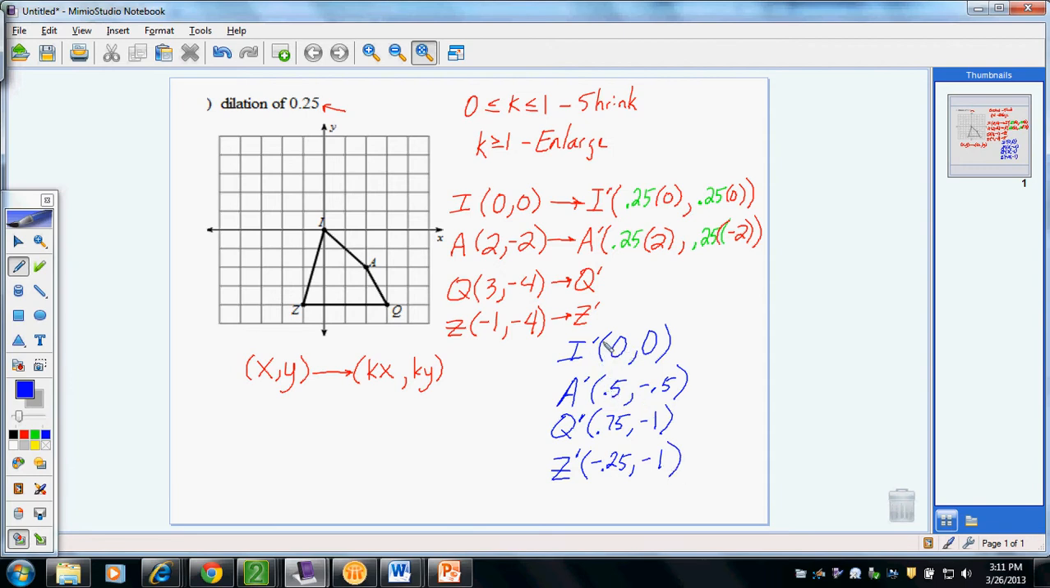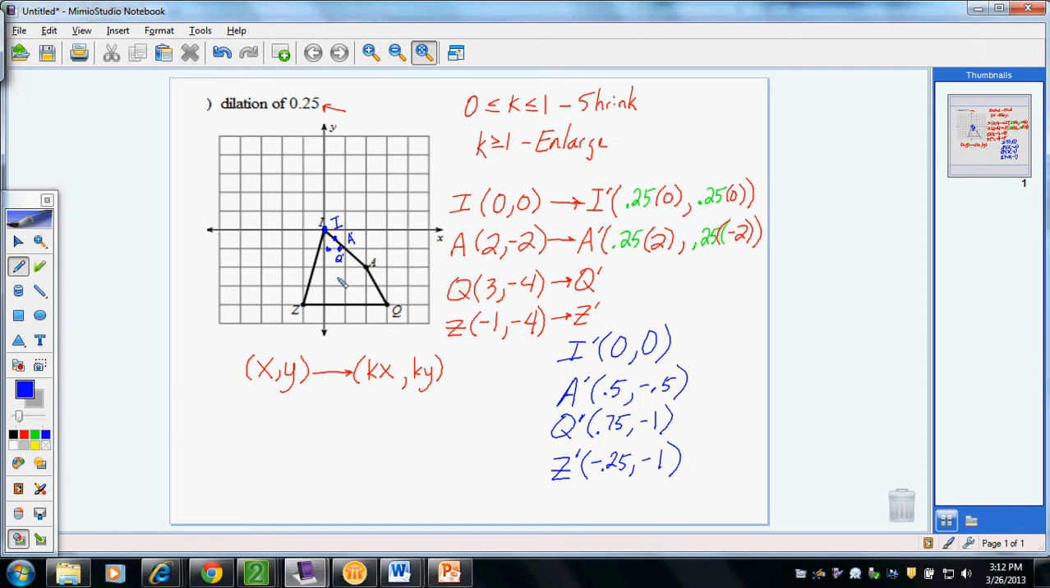So we'll come up here and plot those. 0, 0 for I. We have 0.5 and negative 0.5, and that's going to be A prime. Okay, we label our points as we go. Q prime is going to be 0.75 and negative 1. We're shrinking our figure quite a bit here. And then finally we're going to have negative 0.25 and negative 1.